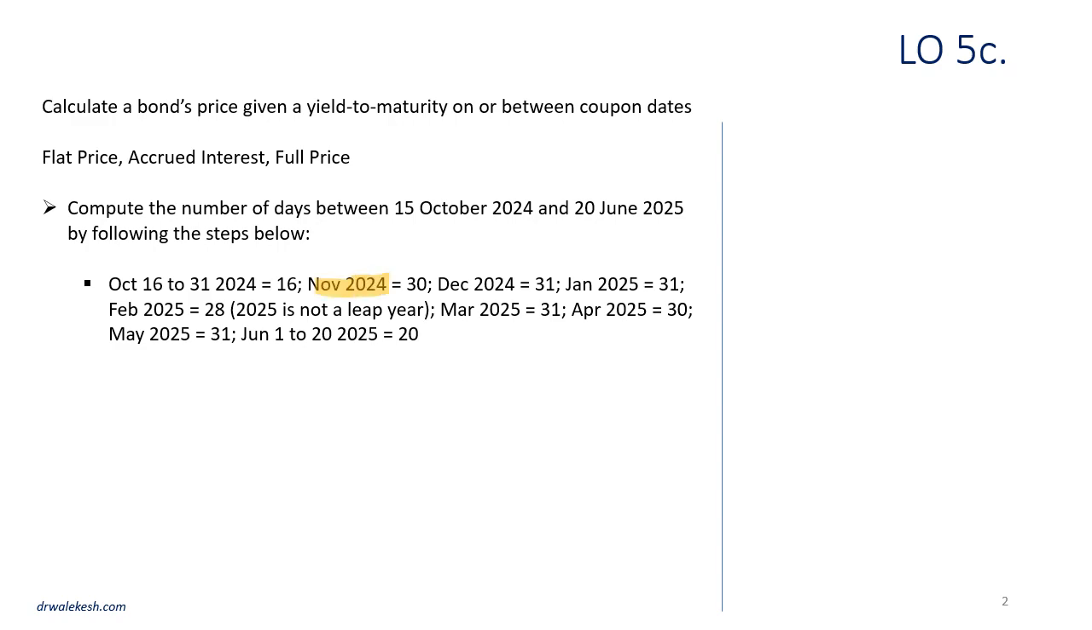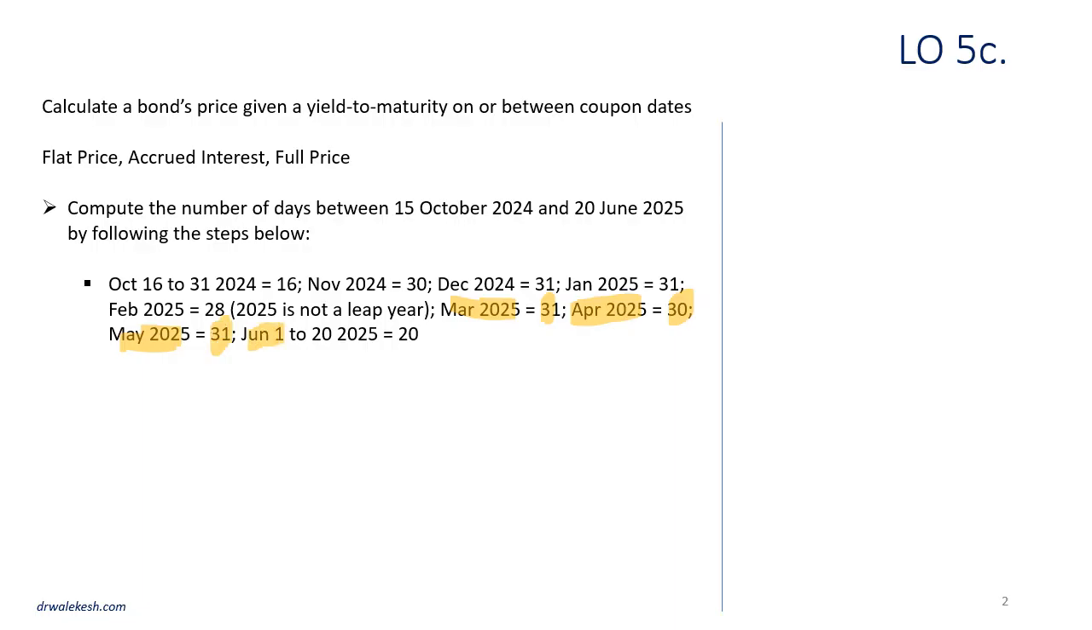In November, we have 30 days. In December, we have 31 days. In January, we have 31 days. February, we have 28 days, since 2025 is not a leap year. In March, we have 31 days. In April, we have 30 days. In May, we have 31 days.